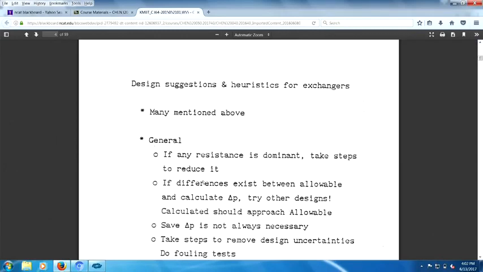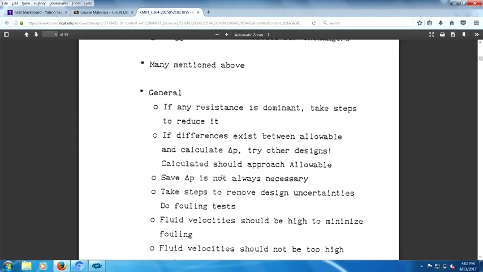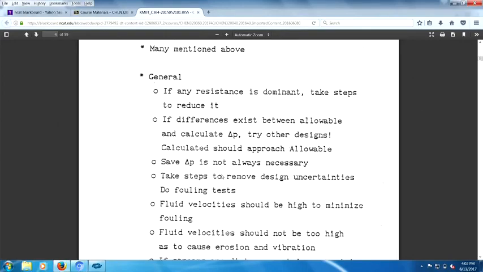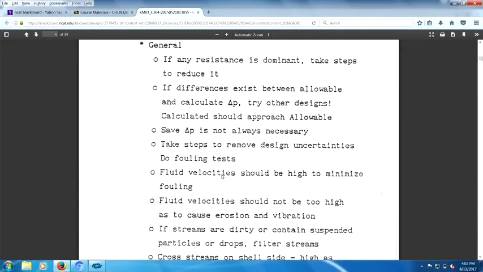Any resistance dominant, take steps to reduce it, right? You got that? Calculate differences that exist between allowable and calculated pressure drops. You should use as much pressure drop as you can. If you're allowed 10 psi, then use 10 psi, or try to get as near to 10 psi as you can. The higher the pressure drop, the more energy you put into the system, and probably also the better heat transfer. Saving delta P is not always necessary.